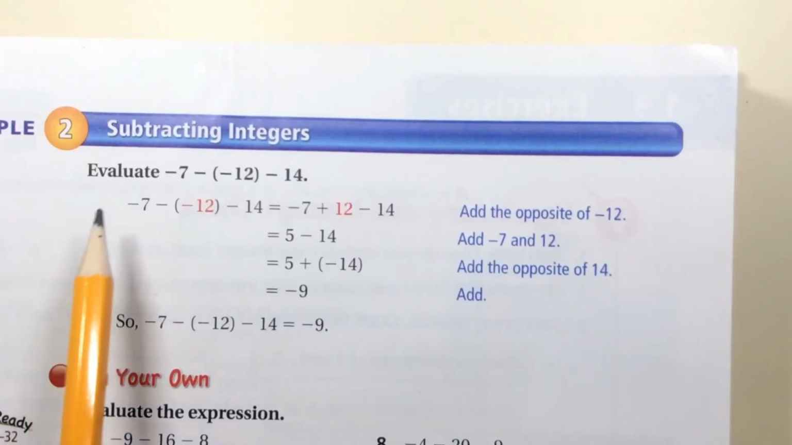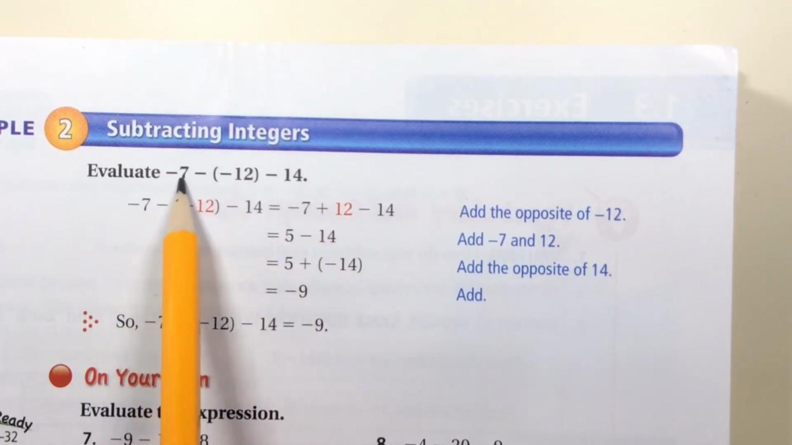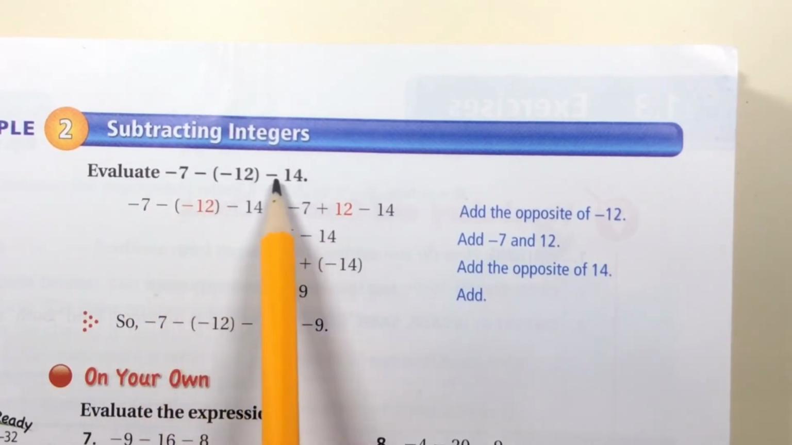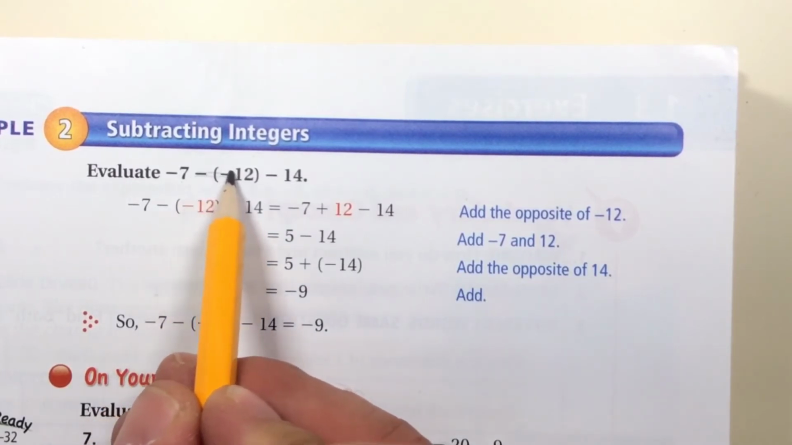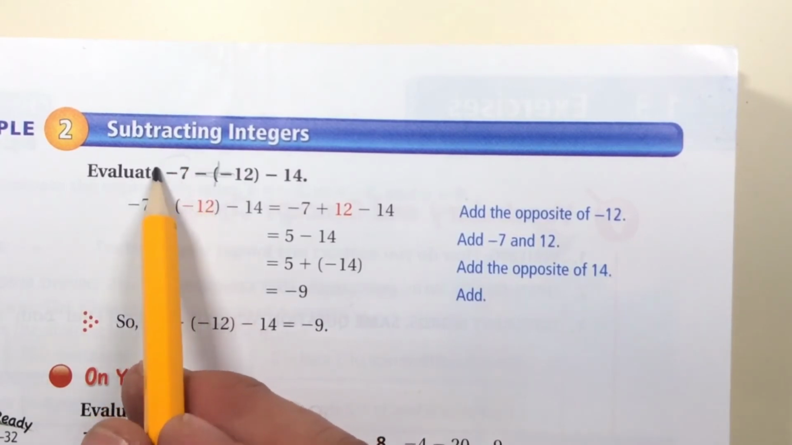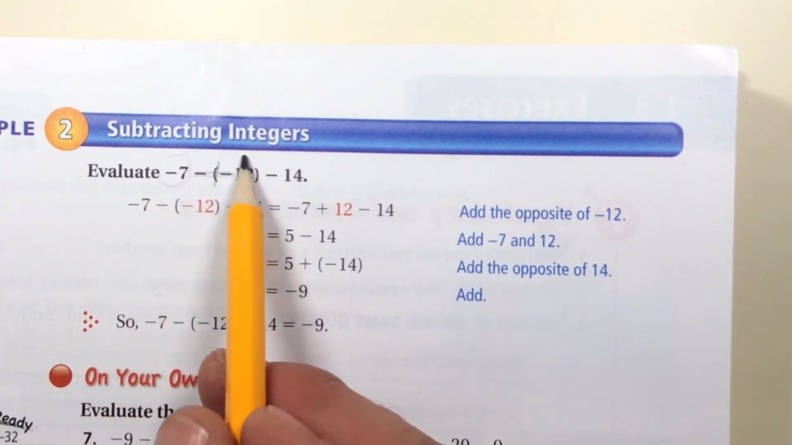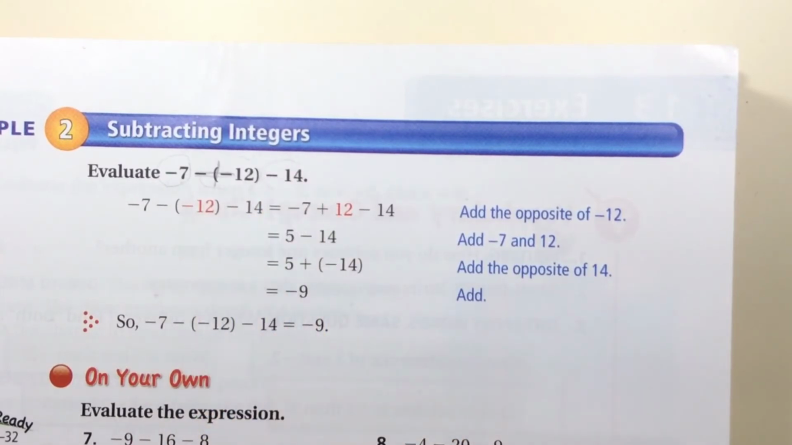For the next example, they have subtracting integers, and they've given us 3 numbers here. So negative 7 minus a negative 12 minus 14. And again, 2 minuses next to each other, turn that into a big plus. So now what do we have? We have a negative 7, we have a positive 12, we have a negative 14. Okay? Negative 7, a positive 12, a negative 14.